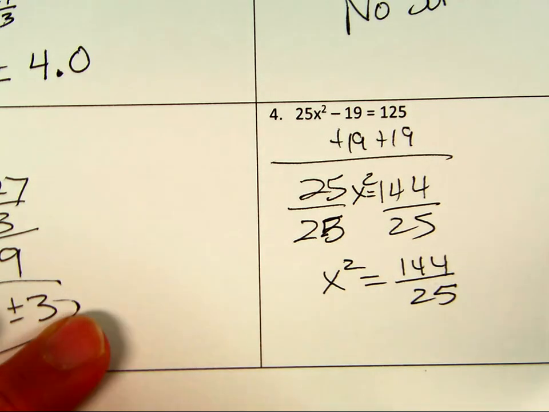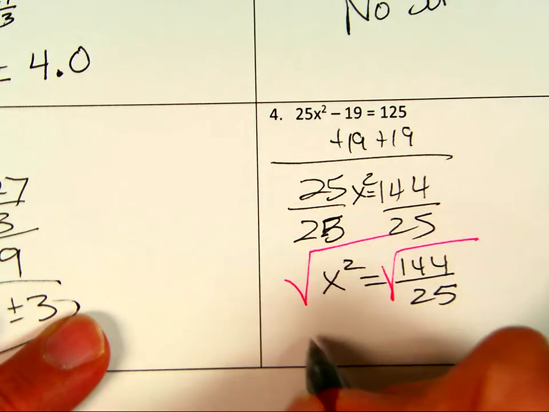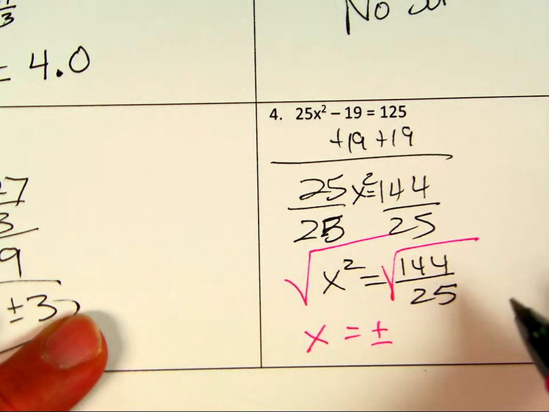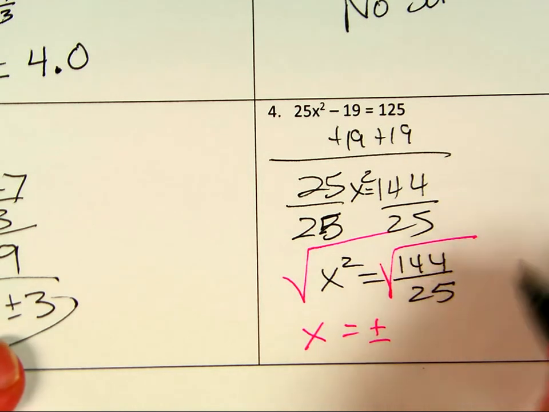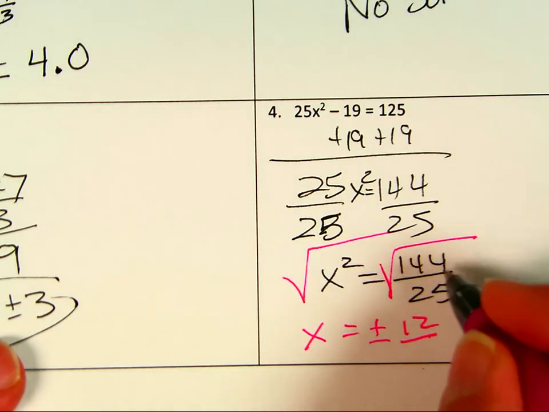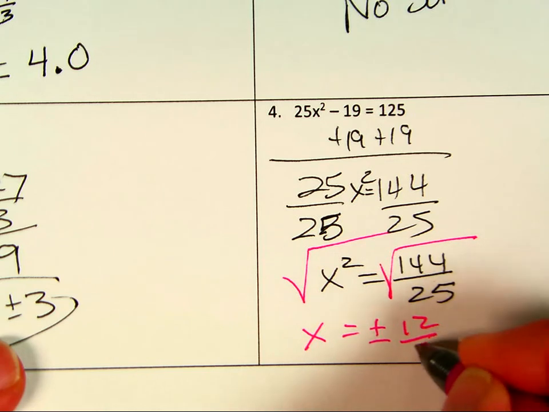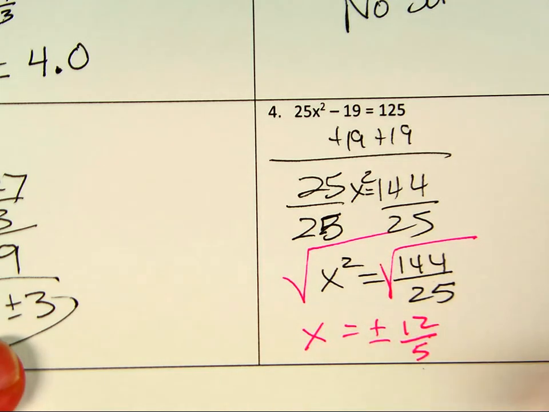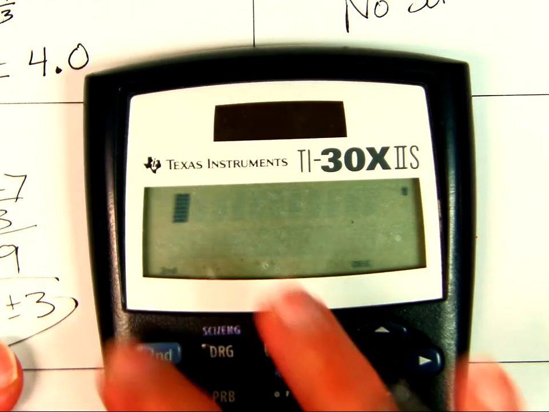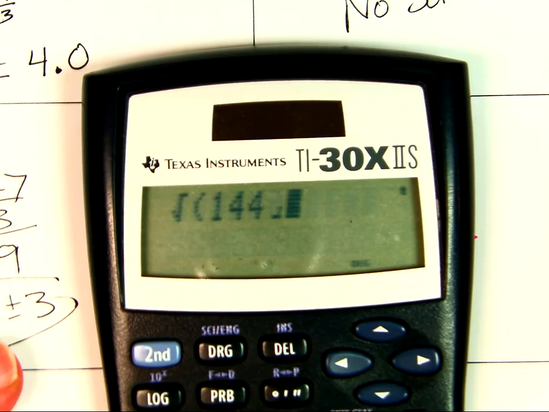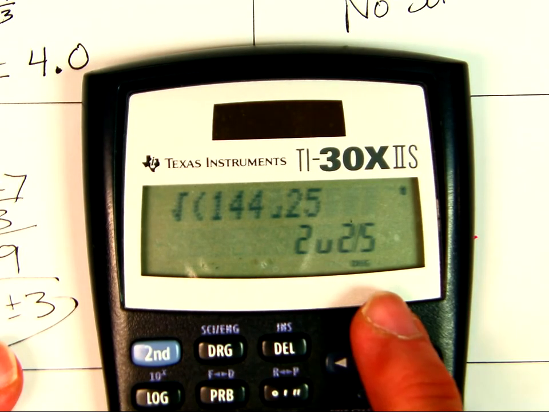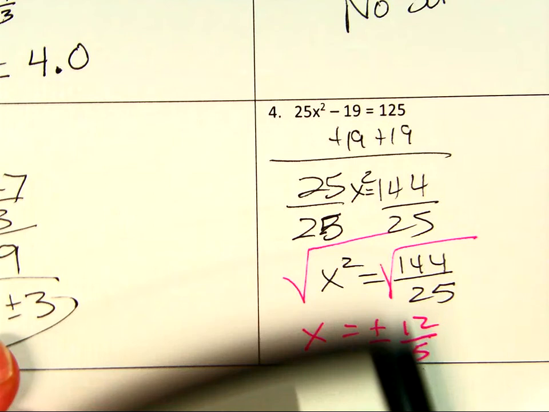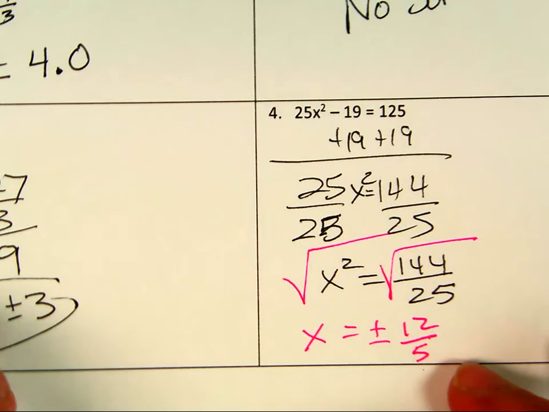Then I'm going to take the square root of both sides. And when I do that, remember I get x plus or minus. If I recognize that they're both perfect squares, I don't use my calculator. I just usually leave it as a fraction. I know that the square root of 144 is 12 and the square root of 25 is 5. But if you wanted to use your calculator, the square root of 144 over 25 gives you 2 2/5 or 2.4. But I like to just leave it like that.